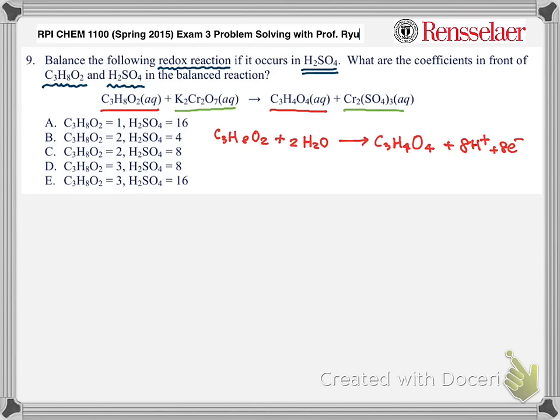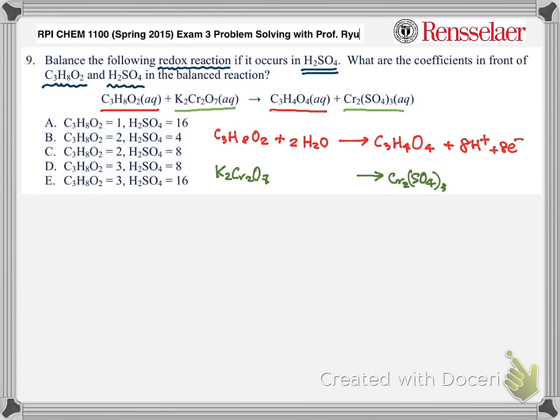And let me move on to this second case, where now this is a chromium-containing species, which is K2Cr2O7, and they become Cr2(SO4)3. Okay, so those are what was given.